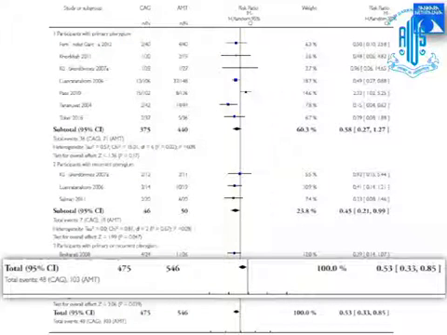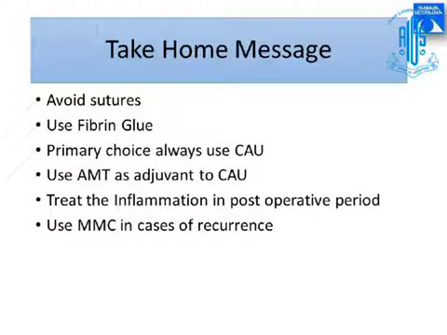This is what the complete graph shows, and it is not crossing 1. So ideally, conjunctival autograft would be the primary choice for treatment of primary pterygium. AMT should be used as an adjuvant in case of a recurrent pterygium or large grafts. The take-home message is to avoid sutures wherever possible. Use fibrin glue. The results are extremely good because it reduces the inflammation in the postoperative period, and the primary choice should be conjunctival autograft. Use AMT as an adjuvant to conjunctival autograft, not just AMT and mitomycin. Treat the inflammation in the postoperative period and use MMC in case of recurrence.